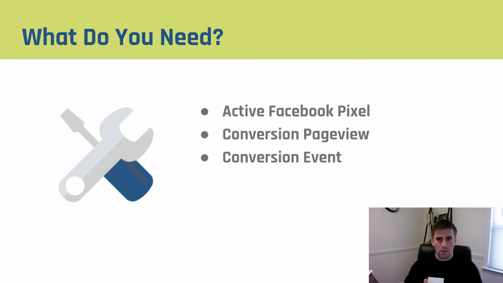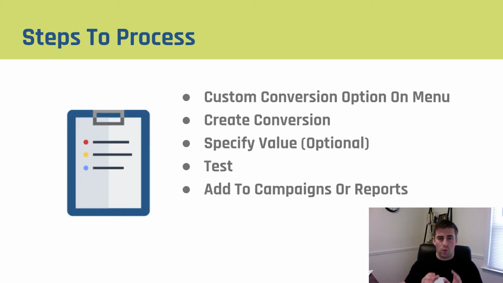So what do you need in order to actually build custom conversions in your Facebook account? Well, you have to have an active Facebook pixel, and you have to have page views that you want to use as conversions, or events that you want to use as conversions. The way you set them up is you go to the custom conversion option in your menu, create a new conversion, and specify a value if you want to. Then you test: build your conversion, go back and take whatever action you're tracking, and make sure it works. Then you can add it to your campaigns or your reports.